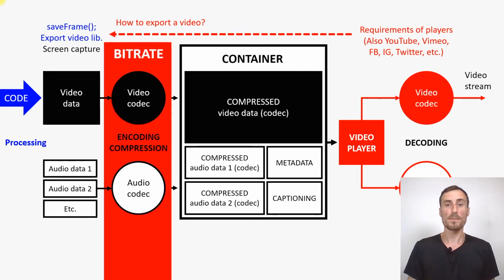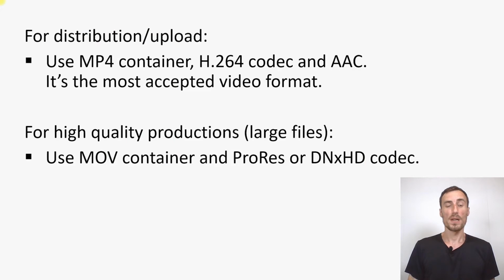And the most important thing is the bitrate. The bitrate comes from the requirements, so we know what the maximum is, and we also specify it in the video codec when we export. We get back to this in a bit. So for distribution and upload of videos, you should always use the MP4 container, an H.264 codec, and AAC for the audio codec. It's usually the most accepted video format. Basically, it works all over the place, and those are also the requirements for most of the video platforms where you could upload your videos. There are, of course, many more containers and many more codecs, but this is the most useful, or at least the most accepted.